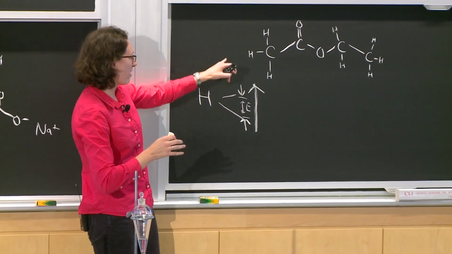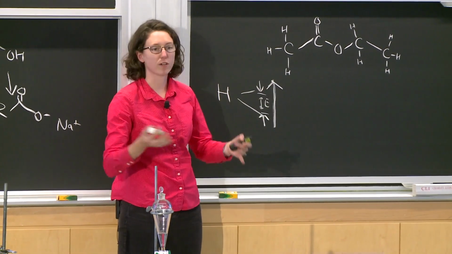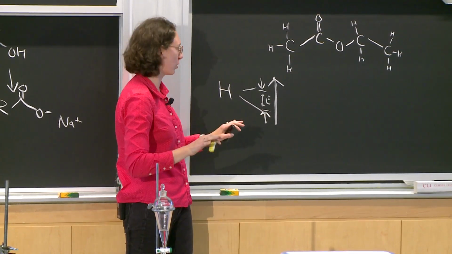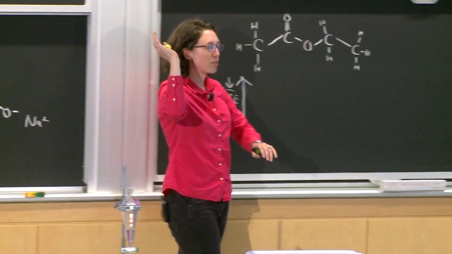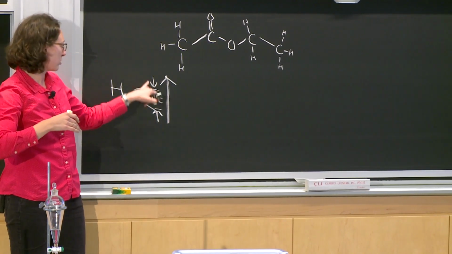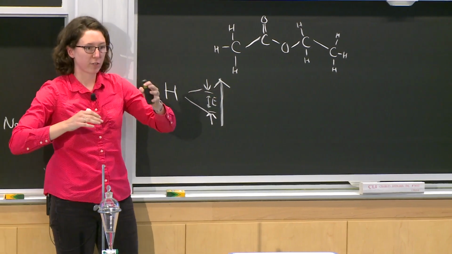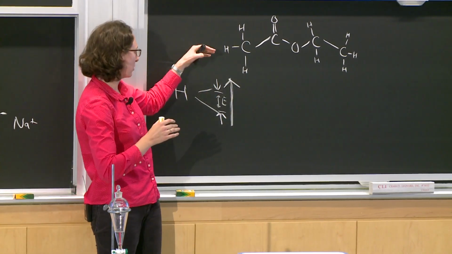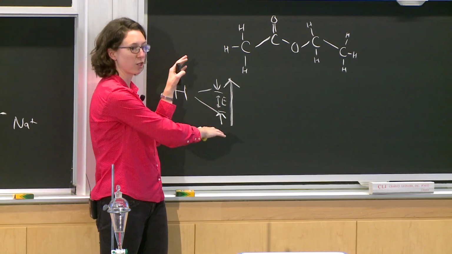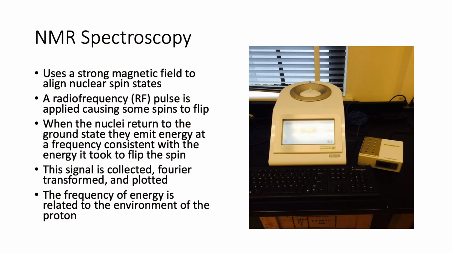Once you have your protons in your field, and you can do other nuclei too, but we're going to focus on protons for the moment, there's a radio frequency pulse that is applied that causes some of these spins to flip. And then you remove the radio frequency pulse, reapply the magnetic field, and then you wait for the spin states to go back down to the ground state. And because there's an energy difference associated with getting the spin to flip, there's also an energy difference associated with when it goes back to its ground state. So it will emit energy at a certain frequency depending on the environment of the proton.